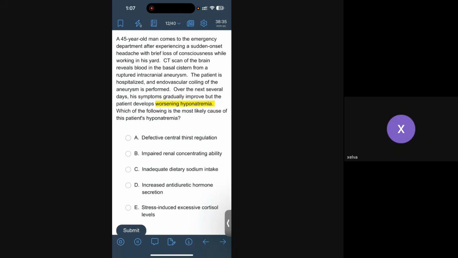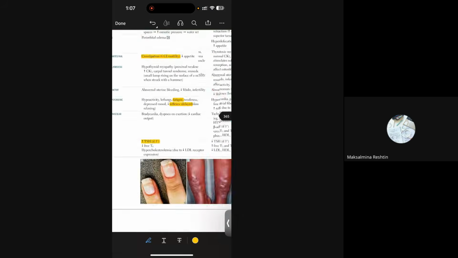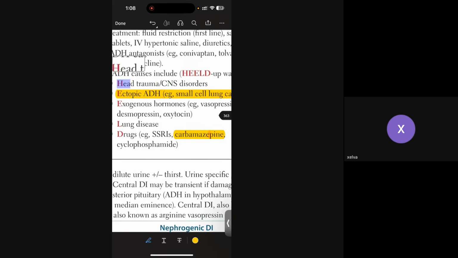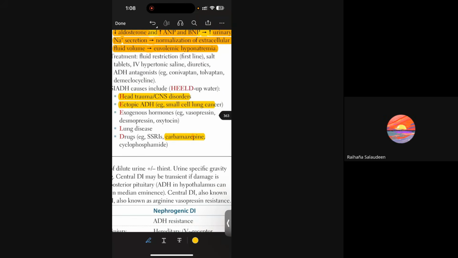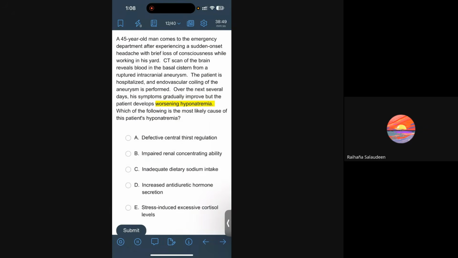SIADH is the cause here. Euvolemic hyponatremia. And we know the causes of SIADH: brain trauma, severe brain injury, CNS disorders, subarachnoid hemorrhage, exogenous hormone, lung disease, pneumonia, drugs. In this case, it is brain injury. Defective central thirst regulation? No. Impaired? No. Increase.